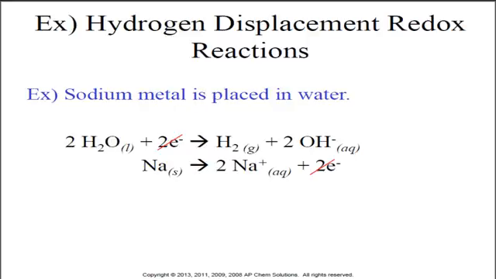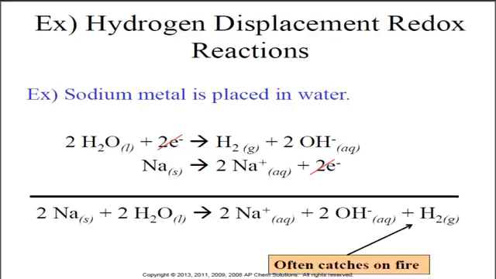So one of the things we're going to be doing in Chapter 20 is making sure all of our electrons cancel out before we get to our net ionic equation. So what is our balanced net ionic equation here? In this reaction we do produce hydrogen gas, which we do know is flammable, and we can light that on fire.